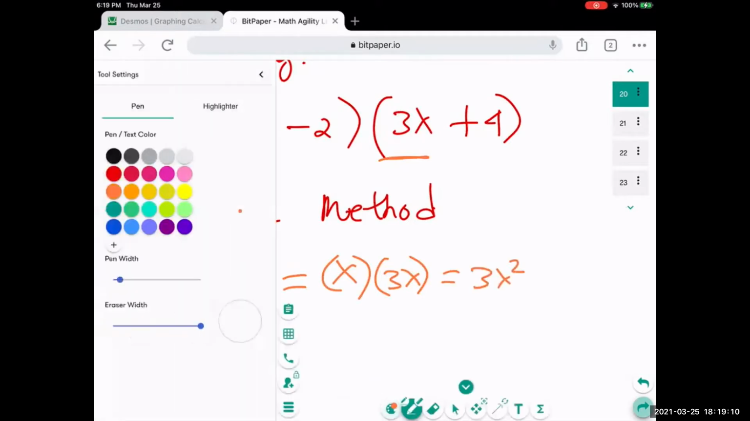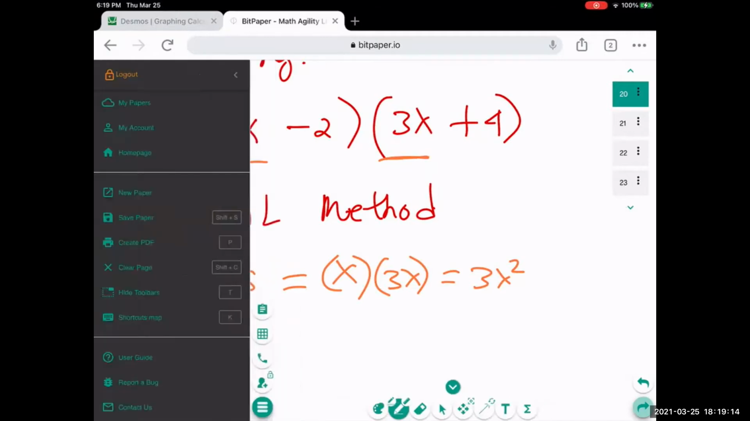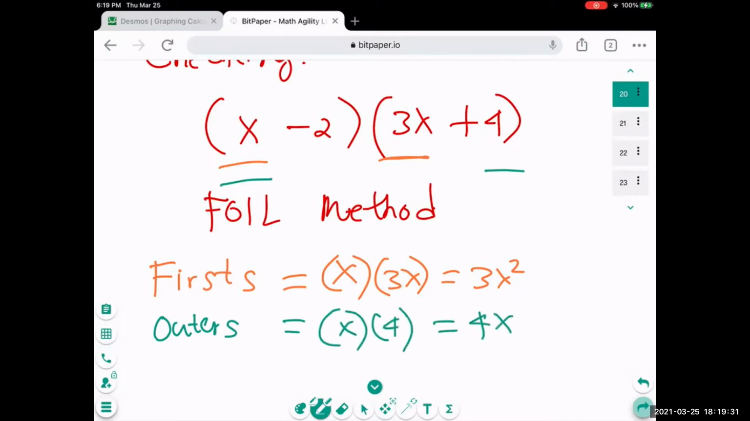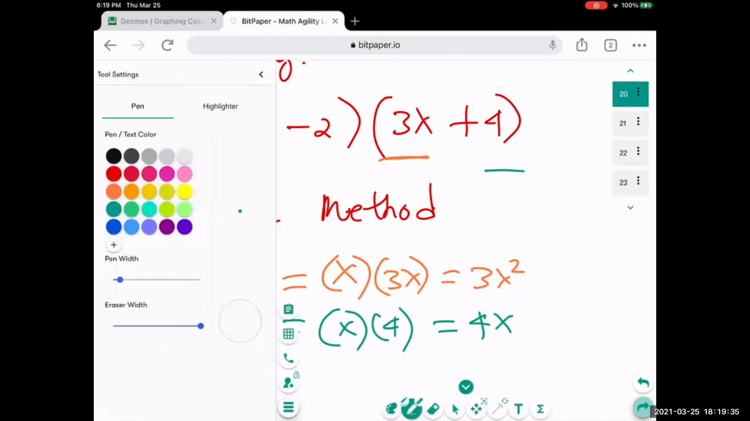Next is, let's use the color green. So first, and then the outers. So outers would be your x and your 4, right? So x times 4 is 4x. And then let's use a different color again. Let's use yellow.